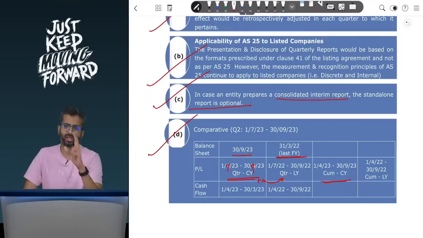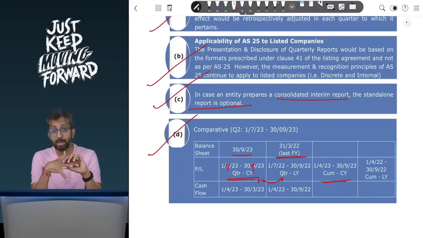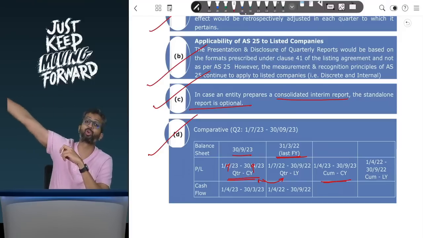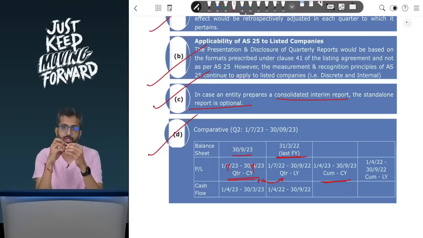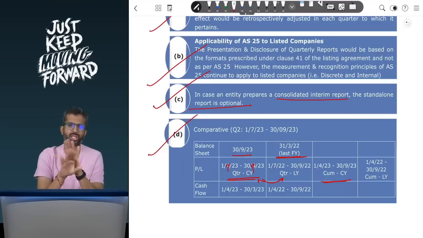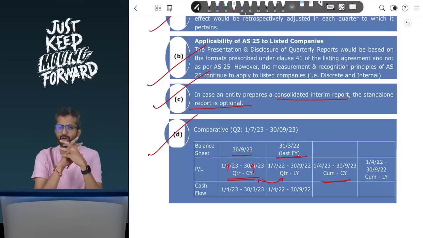So basically, if you are in the second quarter of the year 23-24, you will show the second quarter of 23-24 and the comparable second quarter of 22-23. However, you also show the year to date data, that is half yearly, from 1st April to 30th September of the current year and also of the last year. For cash flow and statement of changes in equity, you don't have to show the quarterly data. You can directly show the half yearly year to date data if comparative is asked, which is relatively rare.